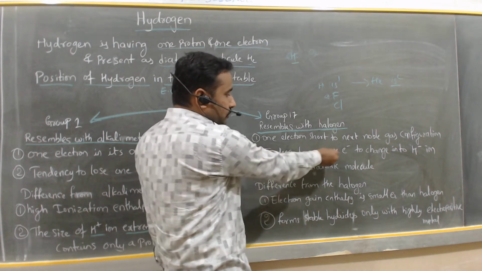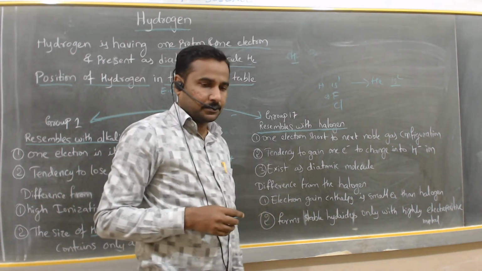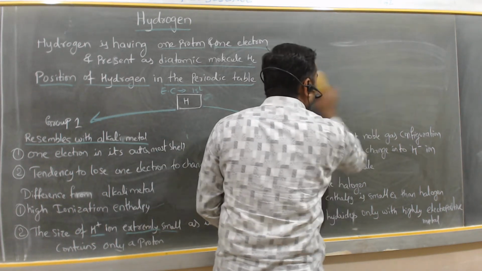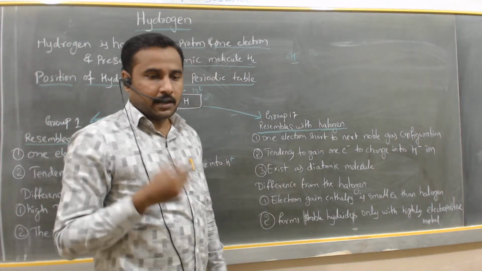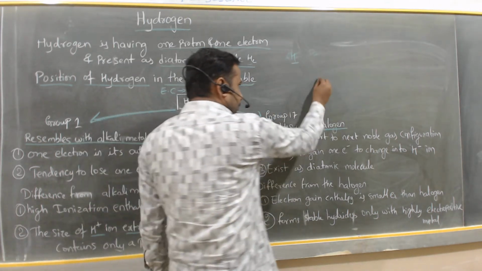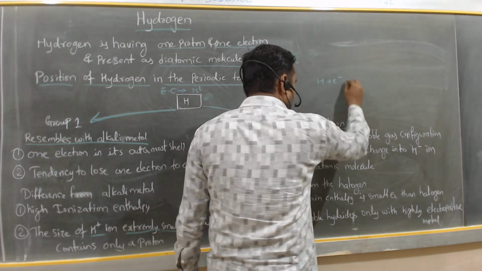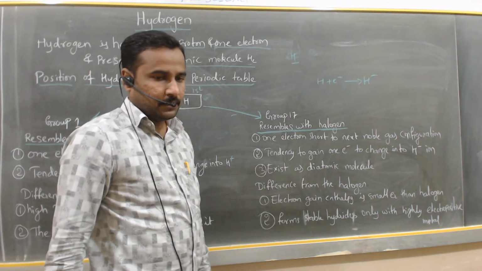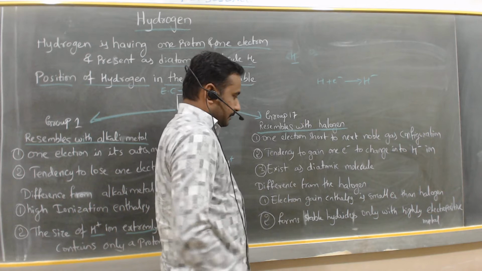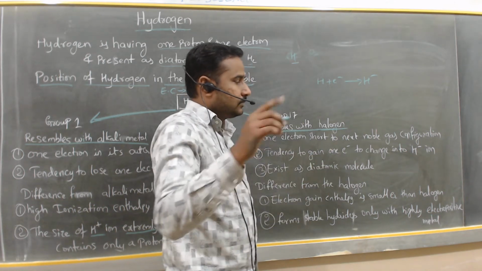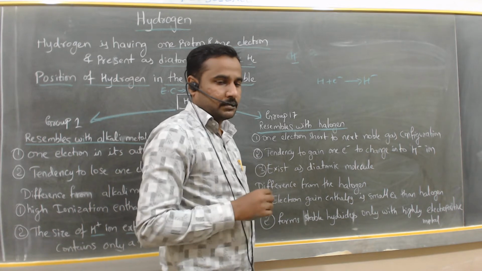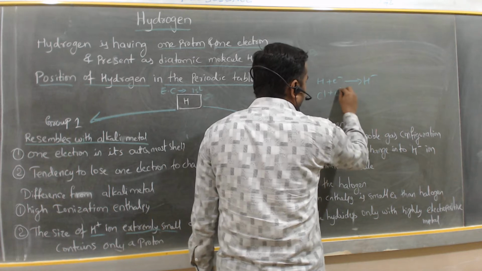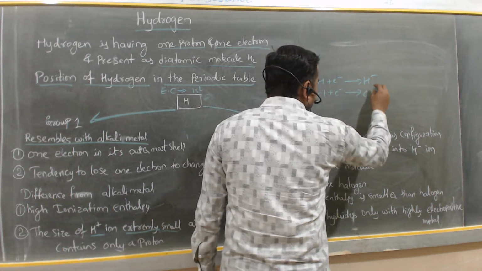Next, the tendency to gain one electron and change into H minus ions. Already you know that hydrogen loses one electron and also gains one electron. When hydrogen gains an electron, it becomes the H minus ion. The group 17 elements also have the tendency to gain one electron and change into ions. For example, when Cl gains an electron, it becomes Cl minus.